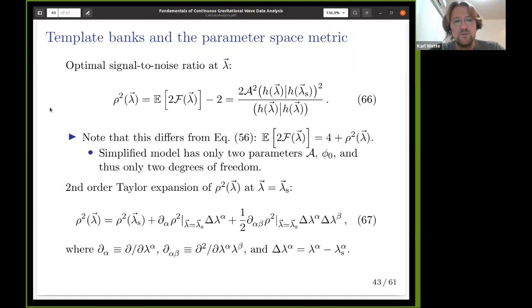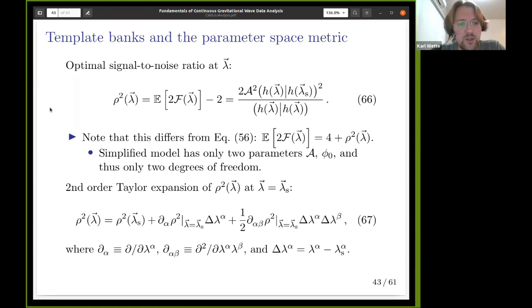Notice this differs a little bit from the definition for the expectation value of the statistic for our full model, which, if you remember, is 4 plus rho squared. In equation 66, we've assumed it's 2 plus rho squared because we only have 2 components. But basically, the right-hand side of equation 66 is what we're going to work with.